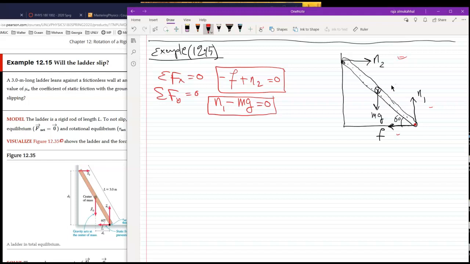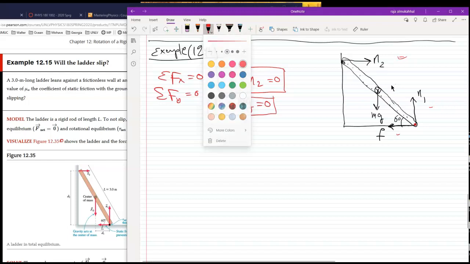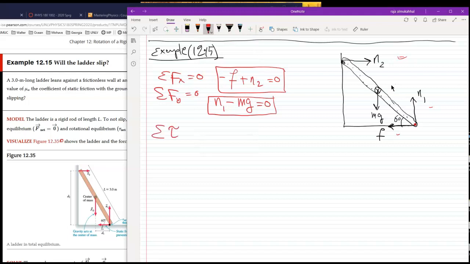Now I want to take the torque. Remember, when I take the torque, sigma tau, this sigma tau is always about a point. Remember, I put 0 because it's not rotating. So about a point. Which point am I going to choose? You see what I'm saying? Always choose a point where there is a force on it that you don't know its value. Let me repeat.